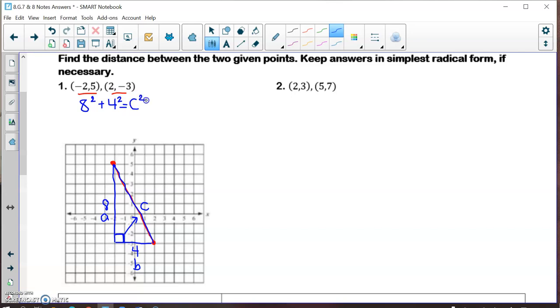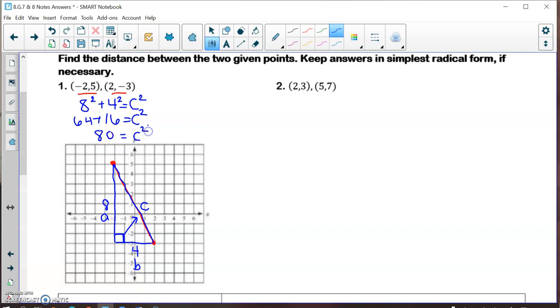A squared, which is 8 squared, plus b squared, which is 4 squared, is equal to c squared. 8 squared is 64, plus 4 squared, which is 16. This is equal to c squared. 64 plus 16 comes out to be 80.